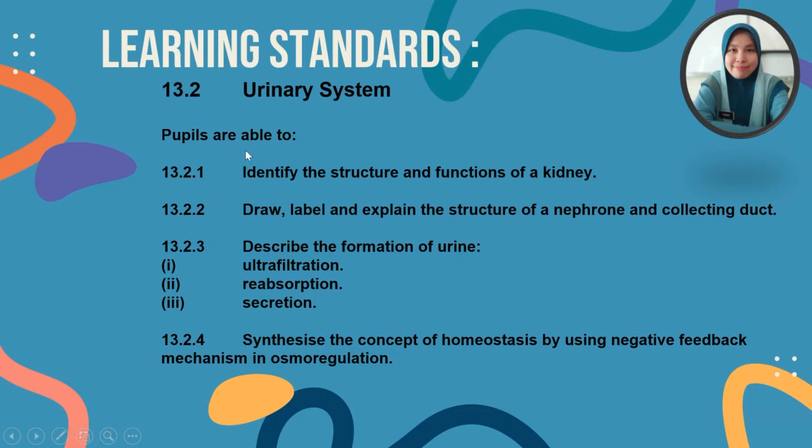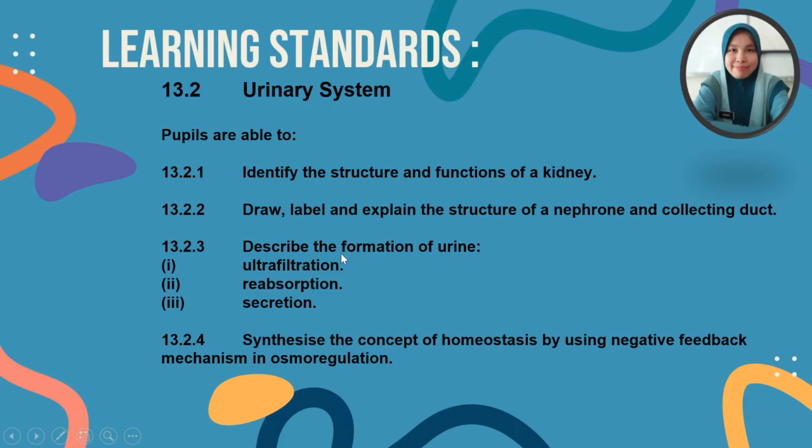Pupils are able to first identify the structure and functions of a kidney. The kidney refers to the main organ in the urinary system. Number two, draw, label, and explain the structure of a nephron. Nephron, not the neuron, nephron and collecting duct. The third one, describe the formation of urine.